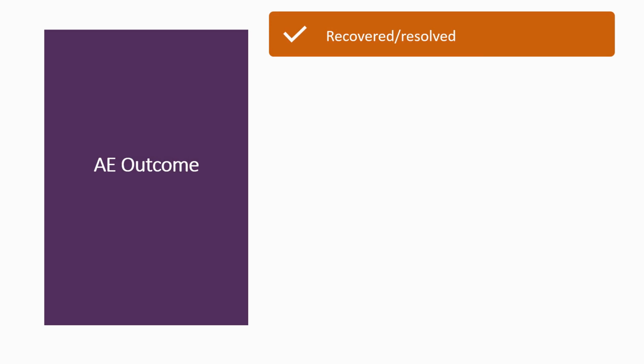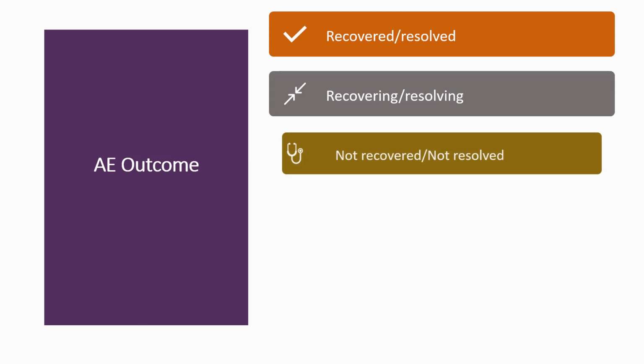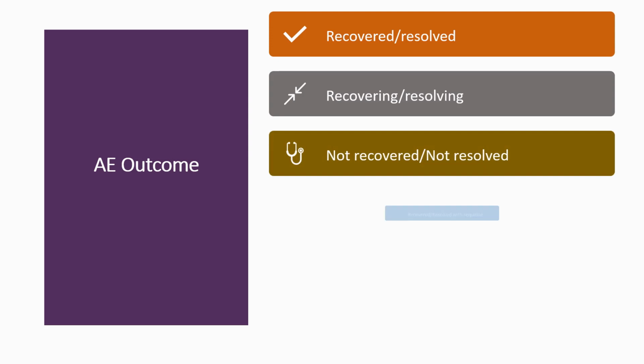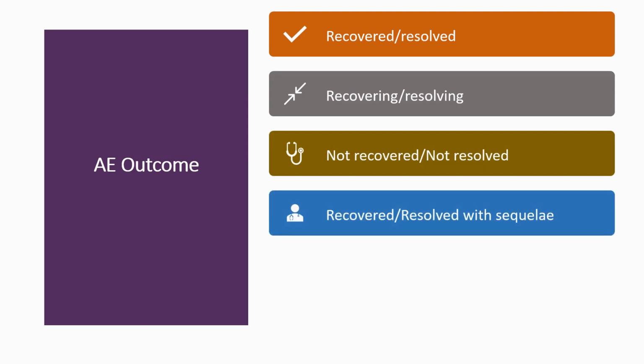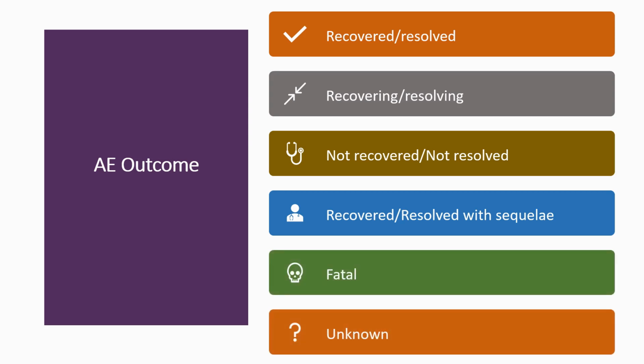AE outcome. The possible outcomes for an AE are recovered or resolved, recovering or resolving, not recovered, not resolved, recovered or resolved with sequelae. Sequelae means that the signs and symptoms of the reported adverse event have not completely resolved and a new baseline for the subject or patient is established since full recovery is not expected. Other outcomes are fatal or unknown.